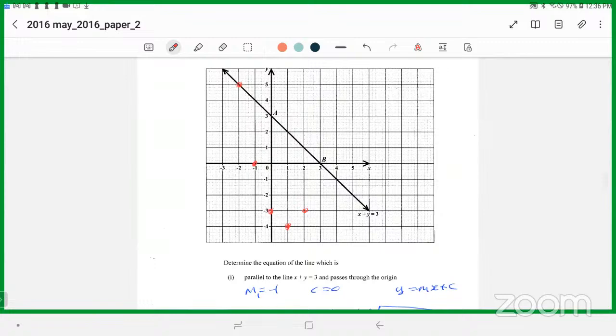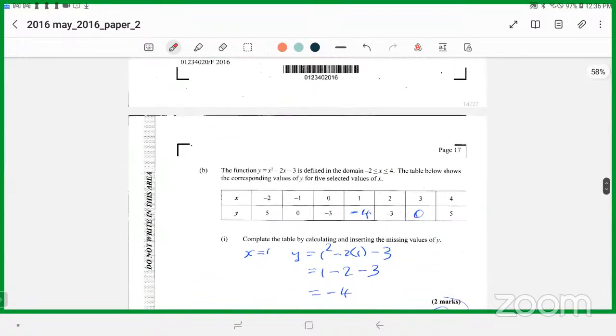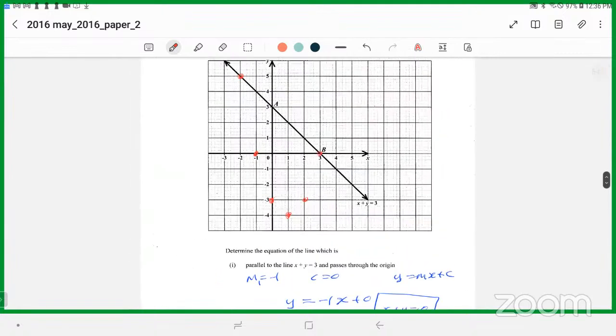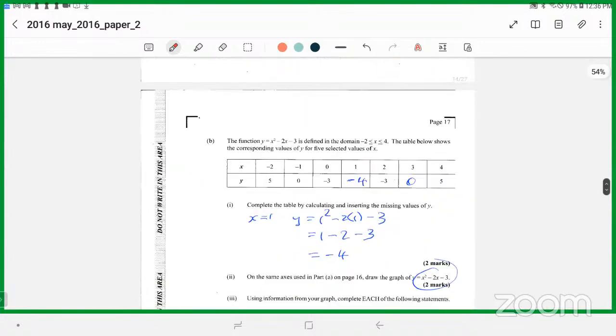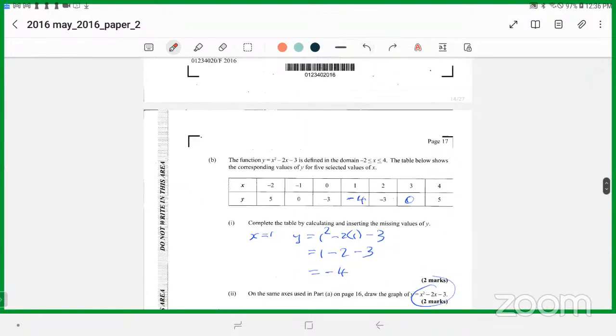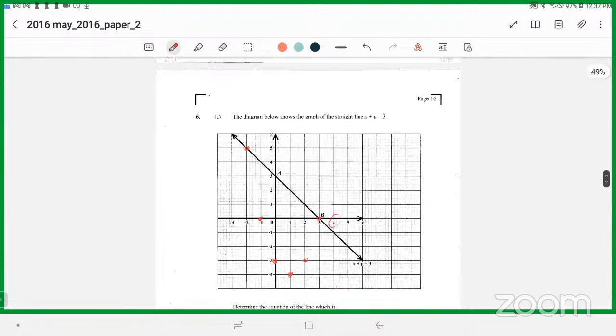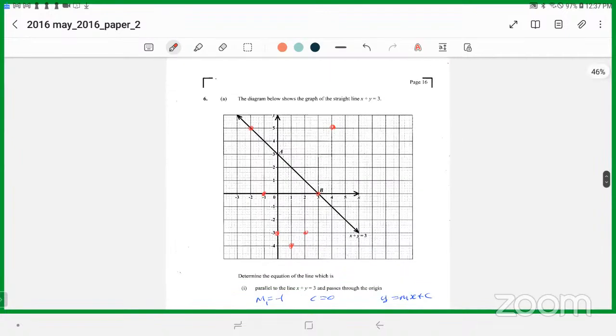Then we have 3, 0. 3, 0 is right here. Then we have 4, 5. The last point was 4, 5. So 4, 5 is up here. So 4 here, so up to 5 is up here. So those are your points. And this becomes the minimum turning point. So we're going to make the curve turn there.